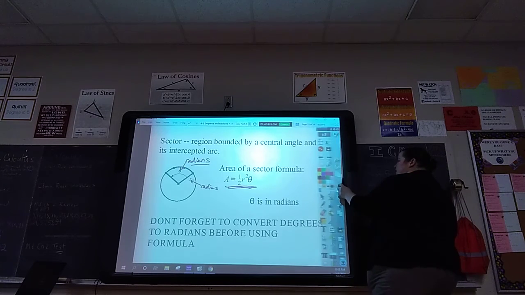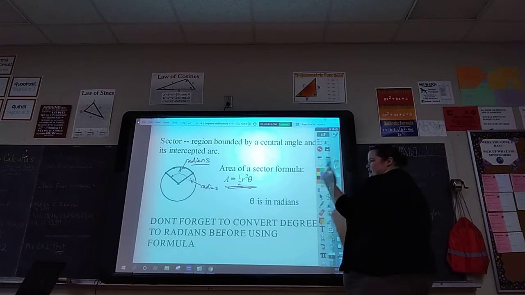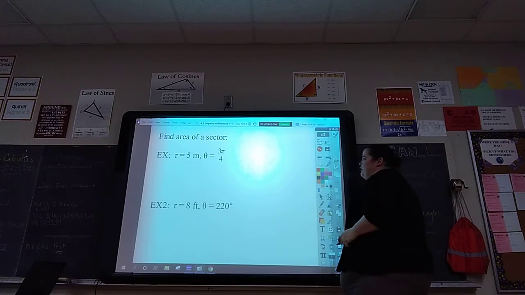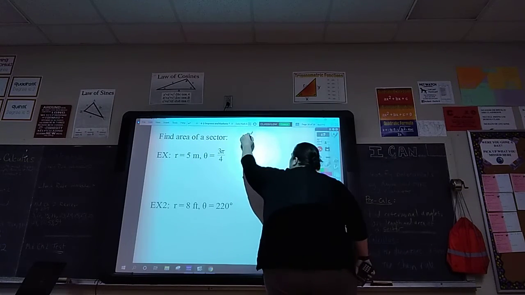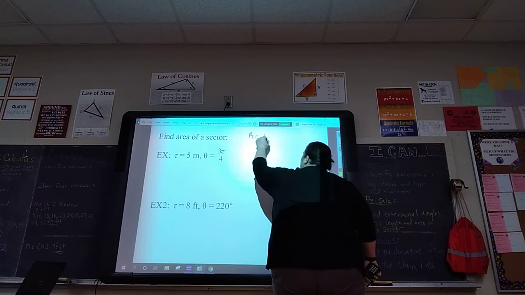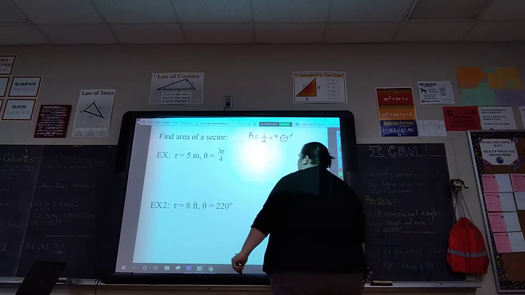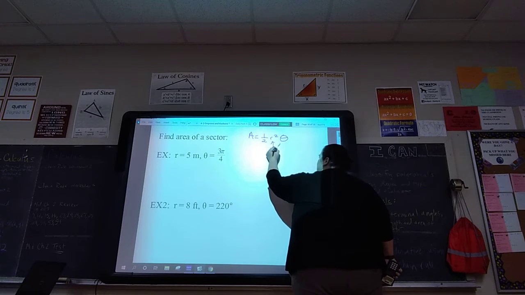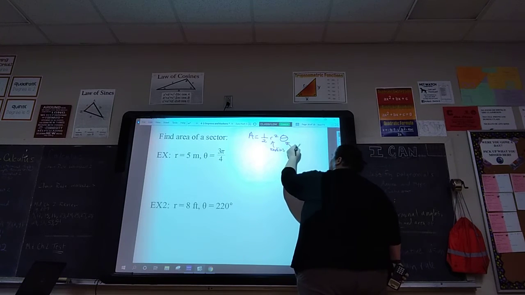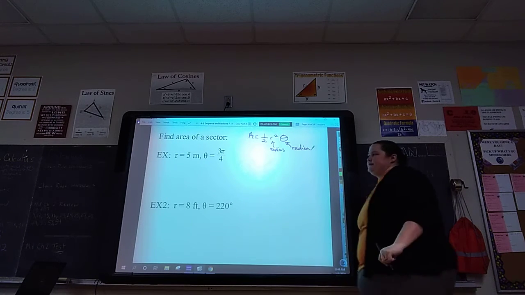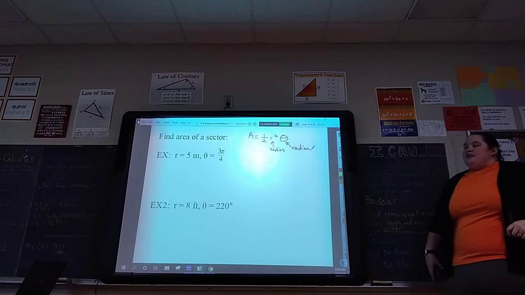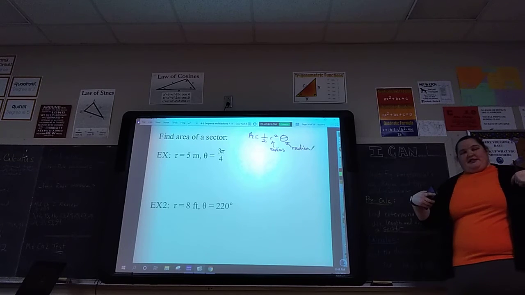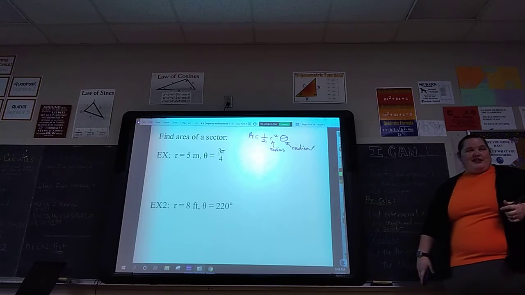Okay. So same bits of information. We need a radius of a circle and a radian measurement of the angle, and we can use that to find the area of that little pie piece. We need a radius and a radian. Alright. Sometimes I give you pictures of this, sometimes I give you a little situation behind it, other times I just give you the information.